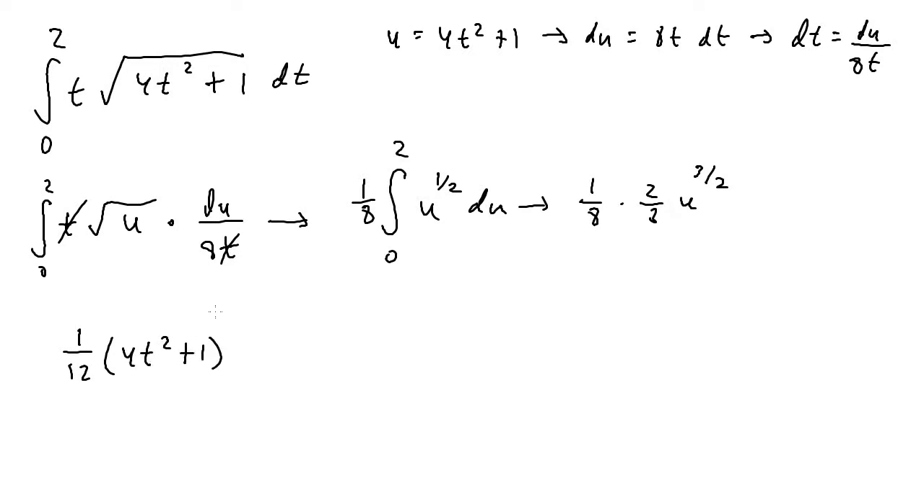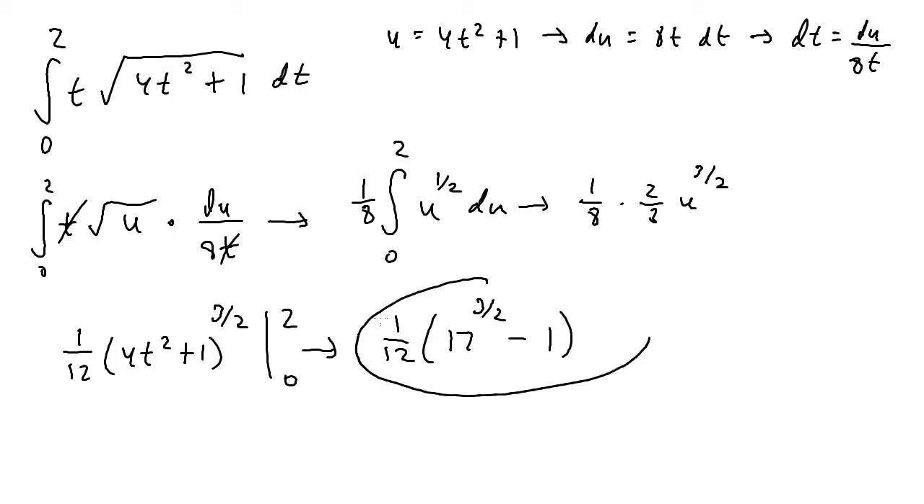And then we have that to the 3/2 power. So let's go ahead and evaluate using the t bounds from 0 to 2. So when I plug in 2 for t, we'll get 1 over 12 times, well, 2 squared is 4, 4 times 4 is 16, 16 plus 1 is 17, so 17 to the 3/2 power, minus, when I plug in 0 for t, we get 0 plus 1, which is 1, and 1 to the 3/2 is 1. So that's going to be the final answer.